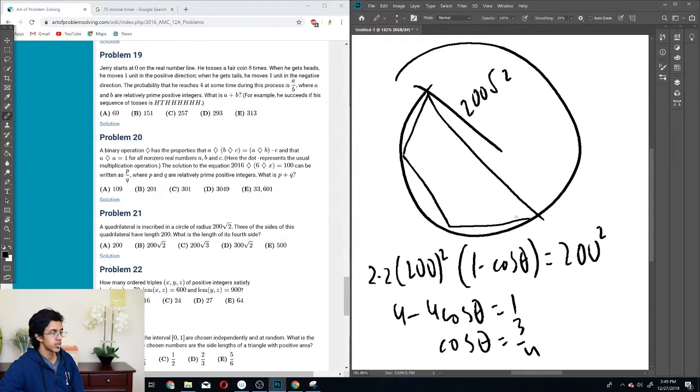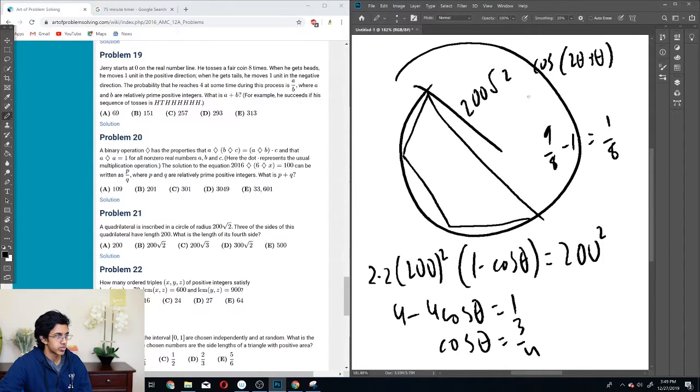Okay. So cosine 2 theta is just 2 times this squared minus 1, which would be 9 over 8 minus 1, which is equal to 1/8. So that is equal to cosine 2 theta, and then if we do that again, we had to do cosine of 2 theta plus theta, I guess. And then that's just equal to cosine 2 theta cosine theta minus sine 2 theta sine theta.